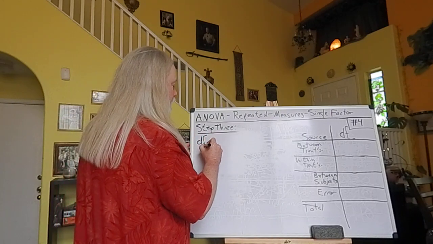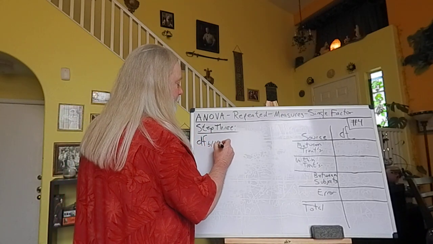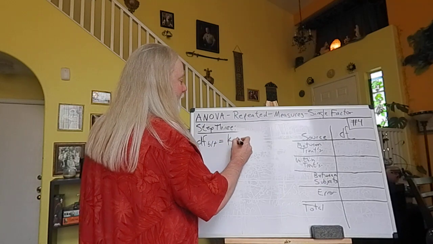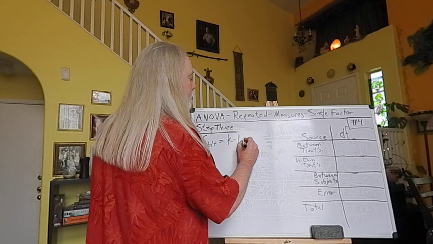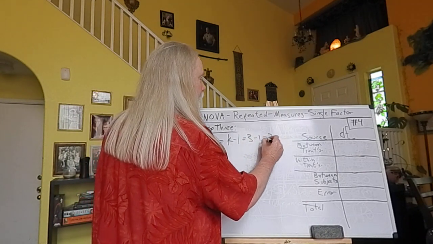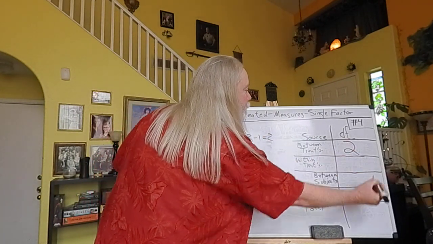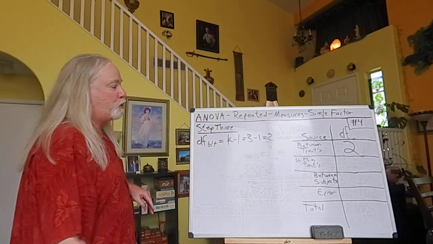So starting with our degrees of freedom between treatments, we know that's k minus 1. So in this case, we know the value of k is 3. So our degrees of freedom between treatments is 2.